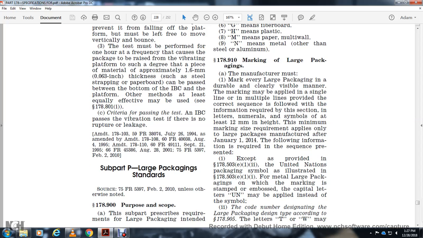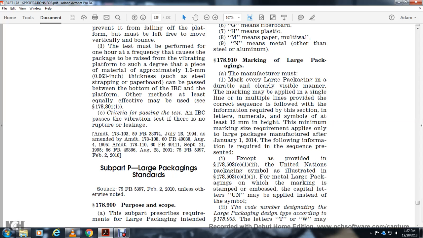178.910, marking large packaging. The manufacturer must mark every large packaging with a durable marking, clearly visible, and the marking must comply with the requirements. Single line or multiple lines may be used, provided the correct sequence of the information required in this section is followed, with letters, numerals and symbols at least 12 millimeters in height. The minimum marking requirements apply to large packagings manufactured after January 1st, 2014, and the following information is required in the sequence presented.